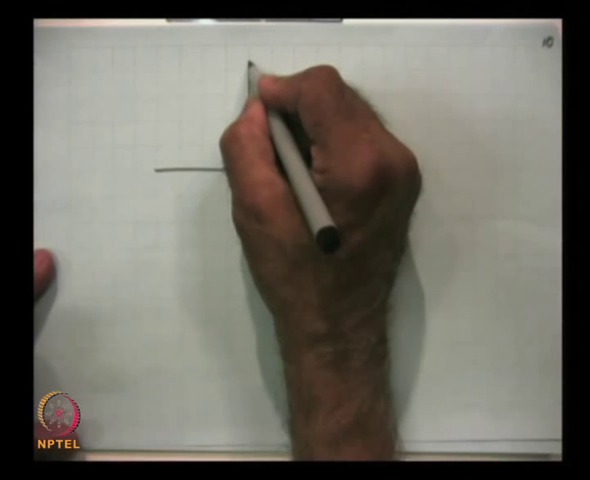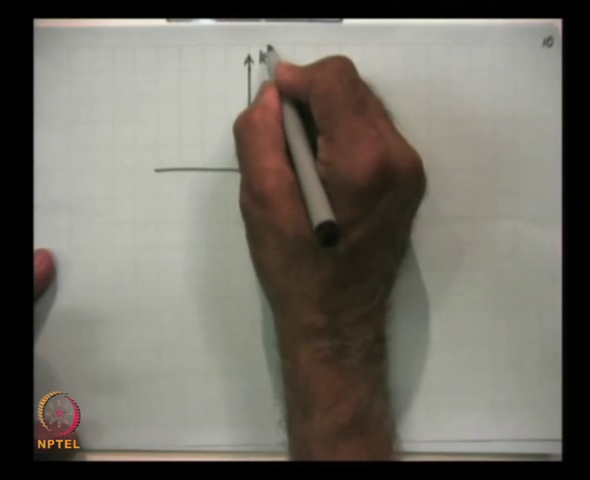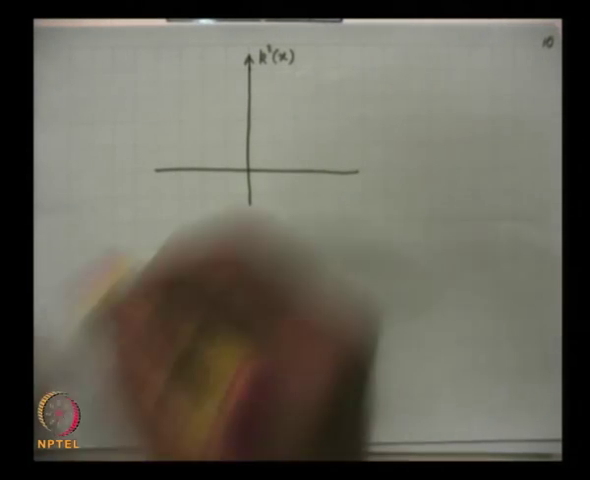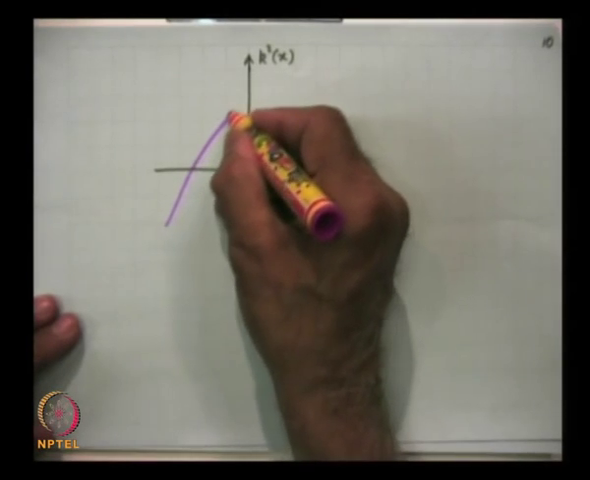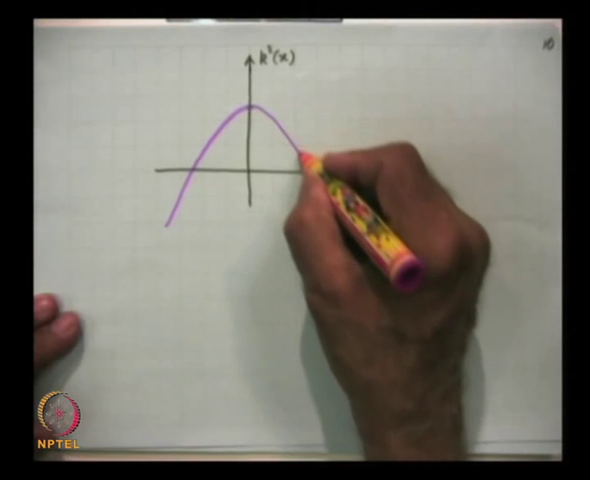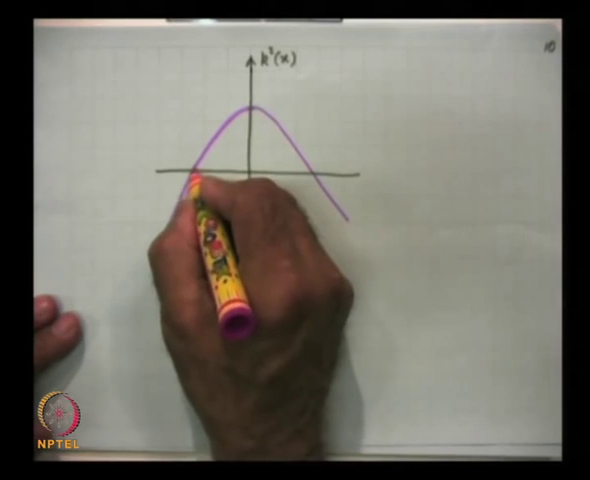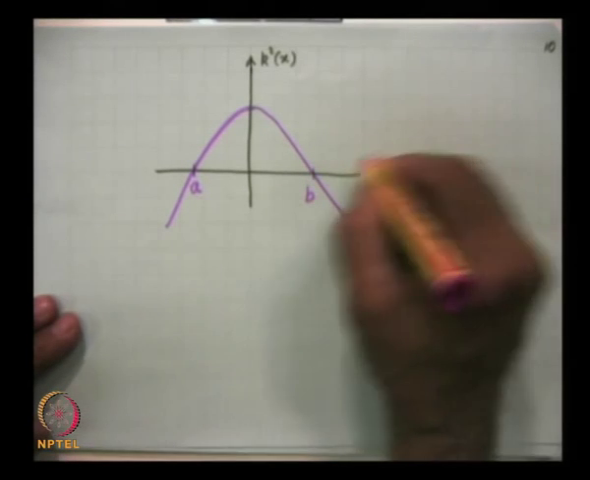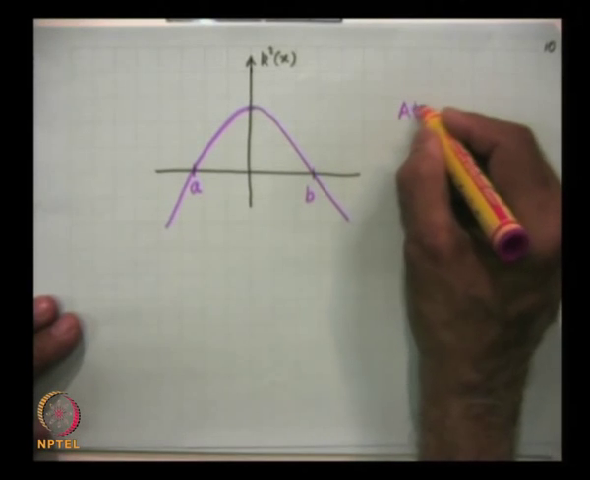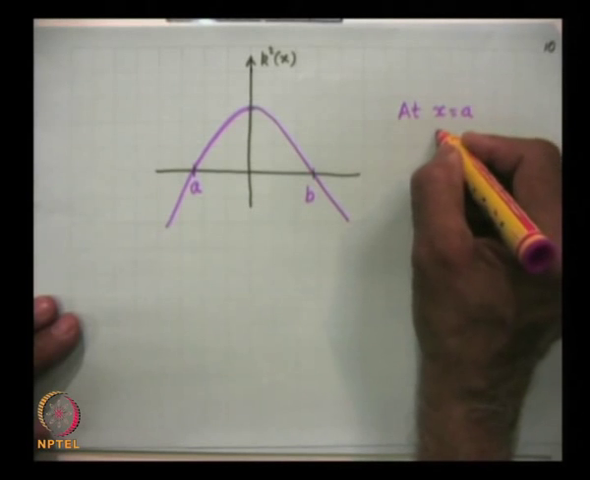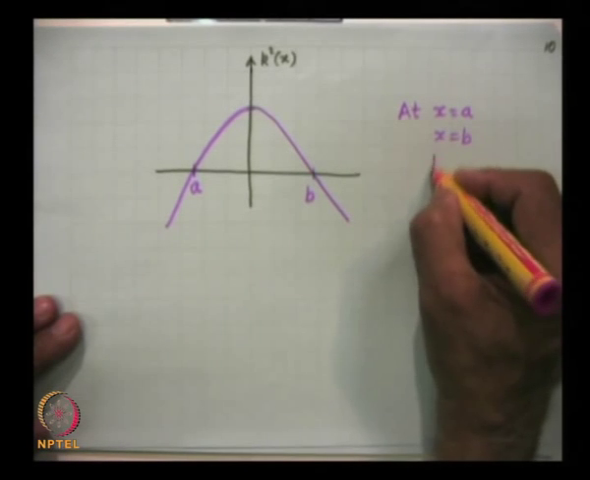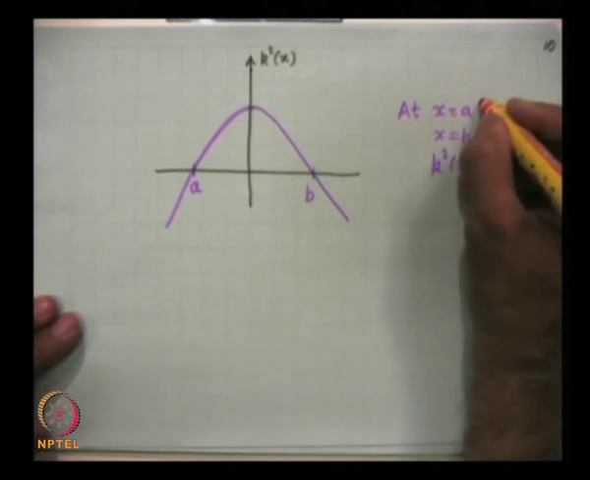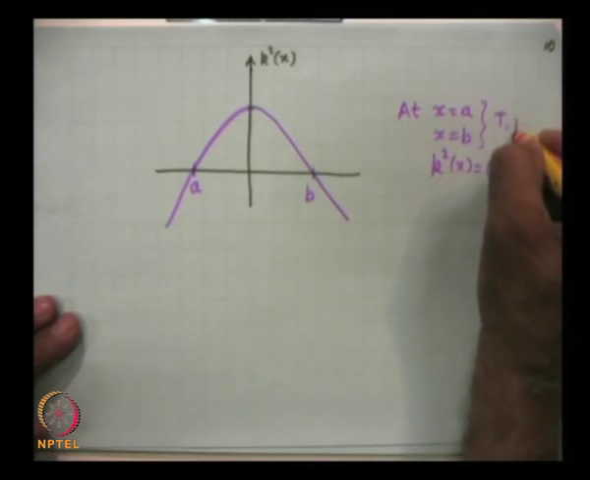So, I plot k square of x and you have something like this. These are the two turning points. At the turning points, at x is equal to a and at x is equal to b, k square of x is 0. These are known as the turning points.